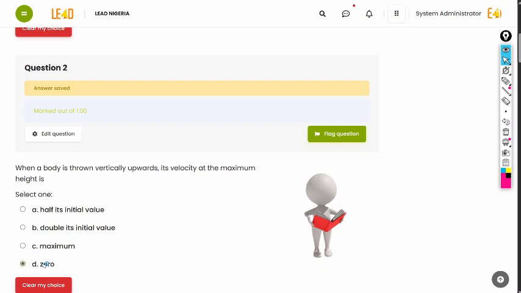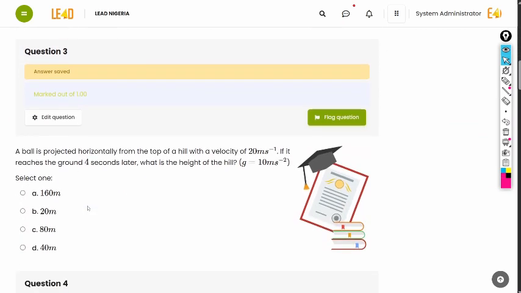All right, so the correct option is, and you should know this, right? Whenever a body is at the maximum height, the velocity is 0. A body that is thrown up is acted upon by only gravity. All right, so that's question 3.